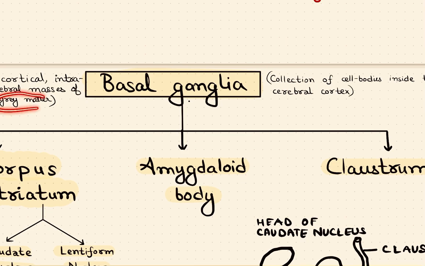It is gray matter. What is this gray matter? A collection of cell bodies, as mentioned here also. It is a collection of cell bodies inside the cerebrum. Okay, what is basal ganglia? It is nothing but the collection of cell bodies inside the cerebrum, so they are not visible from the outside.